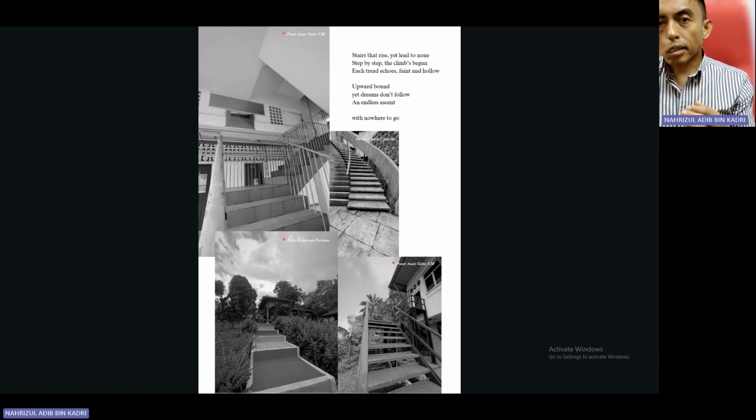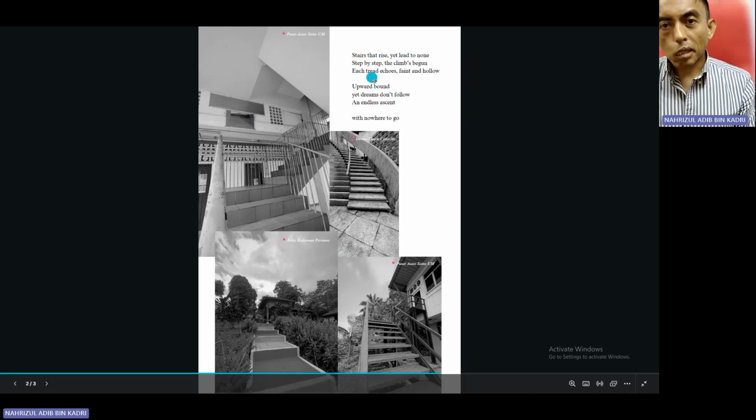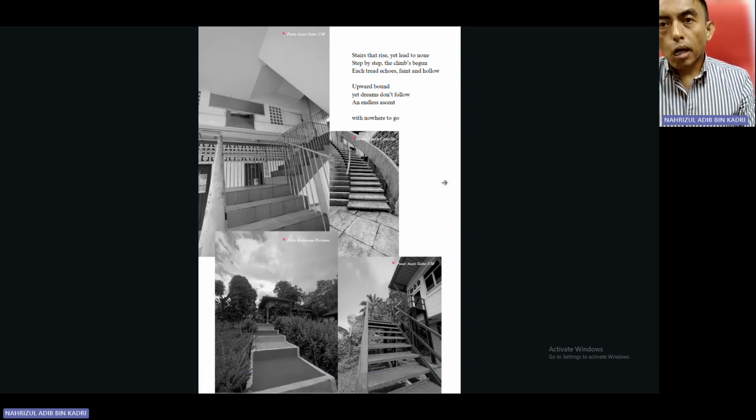Okay, so that's the second part, the resolution part. Okay, stairs that go nowhere. Okay, and the last part is this poem where I say that sometimes stairs that rise and yet lead to none, meaning it can go anywhere, but it can also go nowhere.